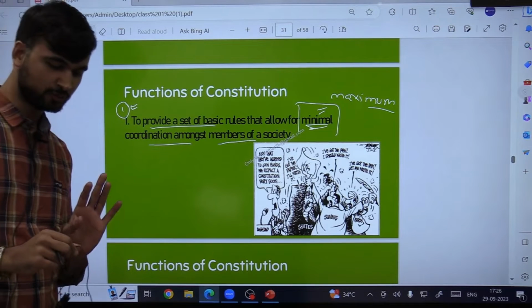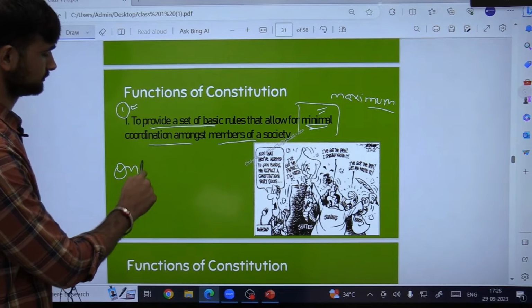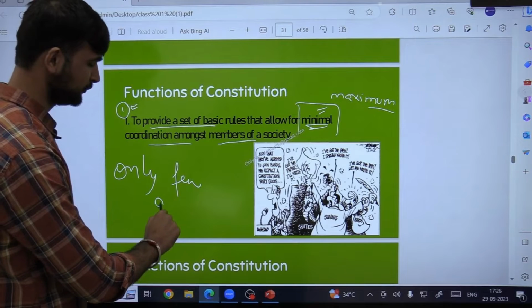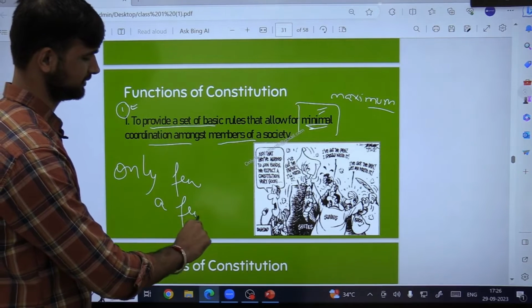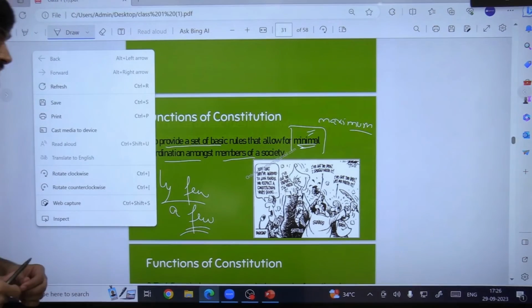Indian polity is a game of words only. Somewhere you will be given only, few, a few. Okay, so your vocabulary and basic English need to be strong for this.